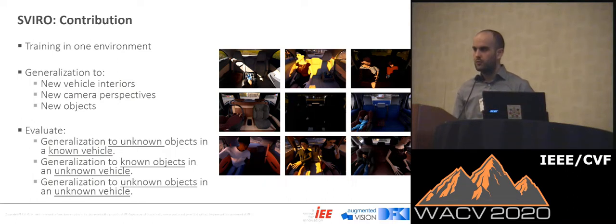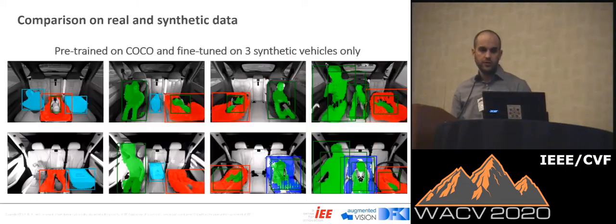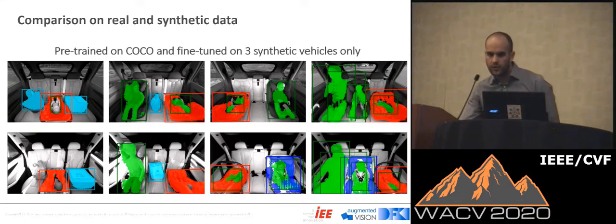We then took real infrared images, which you can see in the bottom row, and reconstructed those sceneries in our simulation, which you can see in the top row. We then fine-tuned the model on our synthetic data and applied the model to both real and synthetic images, and we get a similar performance, which is why we believe that investigations and insights on SVIRO are also transferable to real applications.